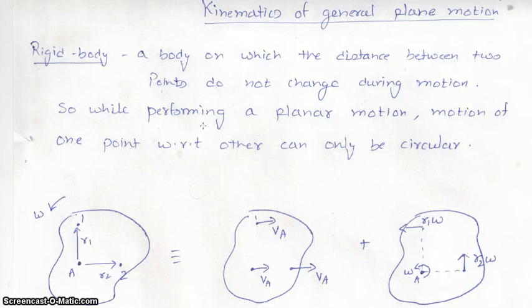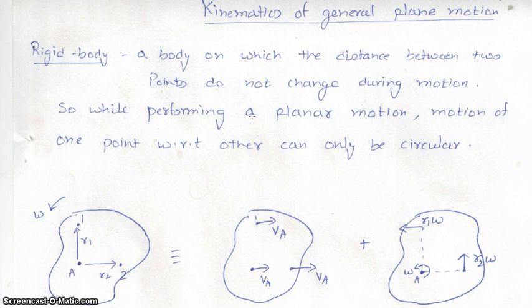Kinematics of general plane motion. Let's start with the definition of a rigid body. A rigid body is a body in which the distance between two points does not change during motion. So a solid body is generally a rigid body.